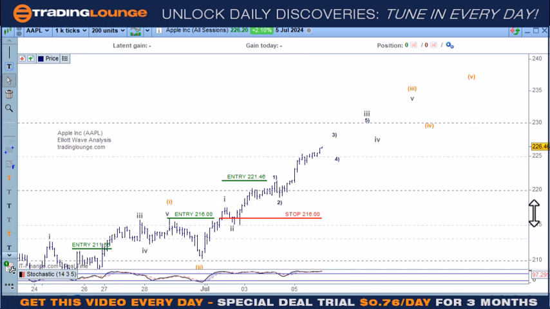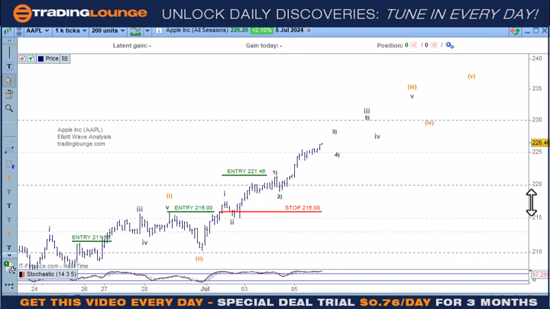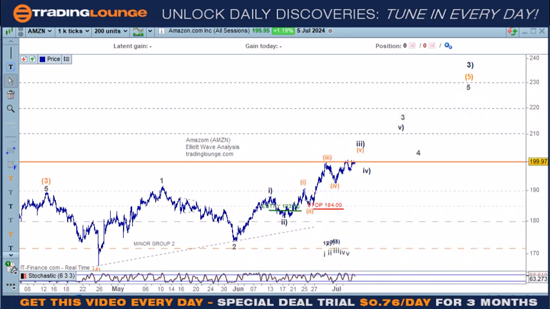So nothing to do here. All our trades that we've got in at the moment are all doing well, and all we need to do now is just pretty much sit tight with all of these.